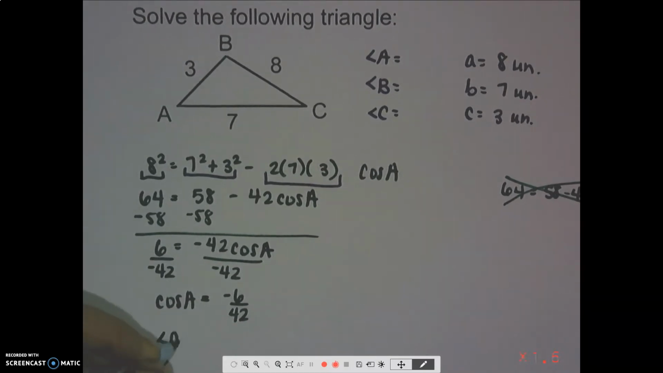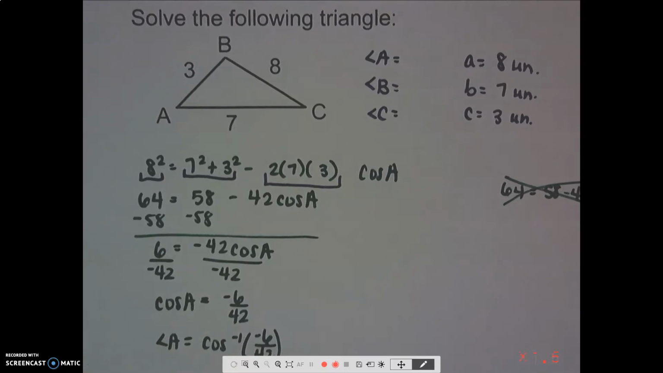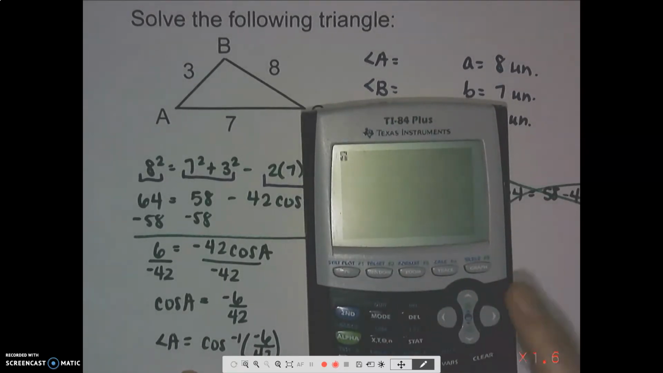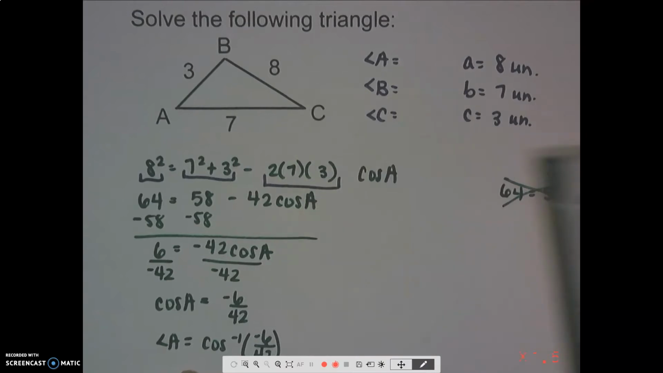So that means that angle A would equal the cosine inverse of that. Okay, so cosine inverse of negative 6/42 would give us 98.213 degrees.